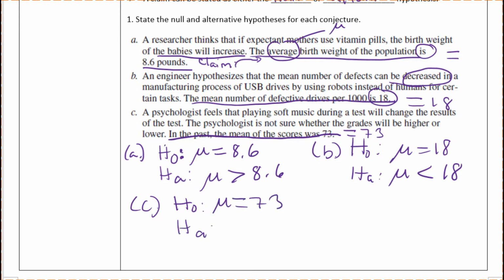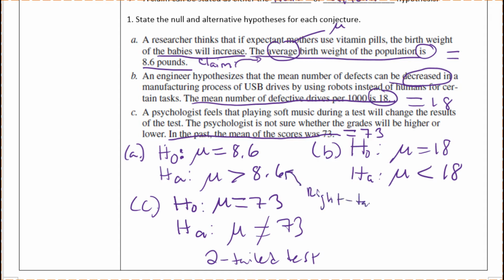And then the HA, we're saying we're not sure whether it's greater than or less than, so that means we're going to say it does not equal 73. So it could be either greater than or less than, but we're just saying it does not equal. Okay, so in this example, this is a two-tailed test. Example A, this is a right-tailed test because of the greater than symbol. And this one, because it's less than, is left-tailed.